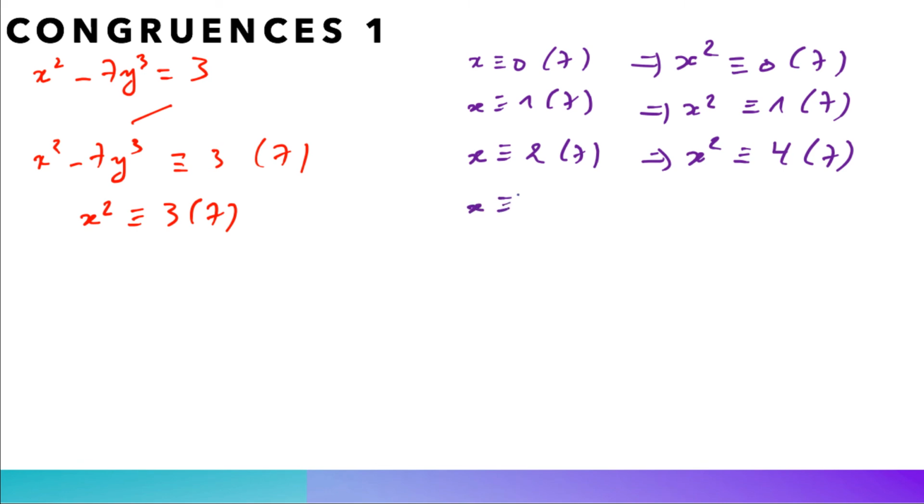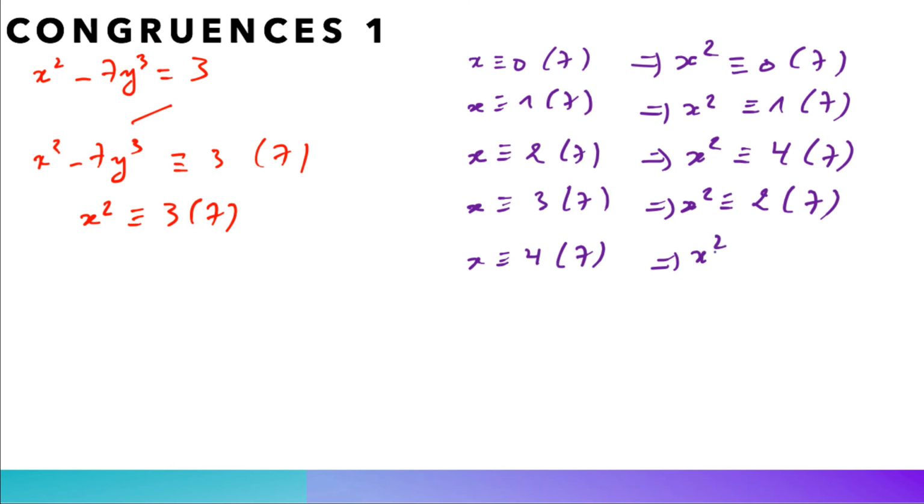If x is congruent to 3 modulo 7, then x squared is congruent to 9 modulo 7, but 9 modulo 7 is the same thing as 2 modulo 7, and this is still different from 3 modulo 7. If x is congruent to 4 modulo 7, then x squared is congruent to 16 modulo 7, and 16 modulo 7 is the same thing as 2 modulo 7 as well. If x is congruent to 5 modulo 7, then x squared is 25 modulo 7, and 25 is the same thing as 4 modulo 7, which is different from 3.